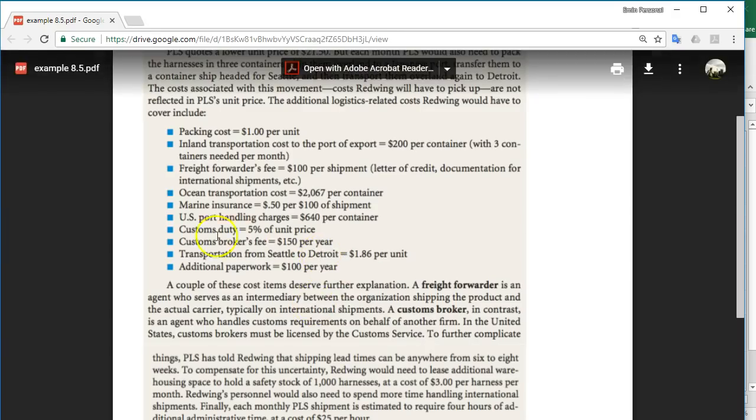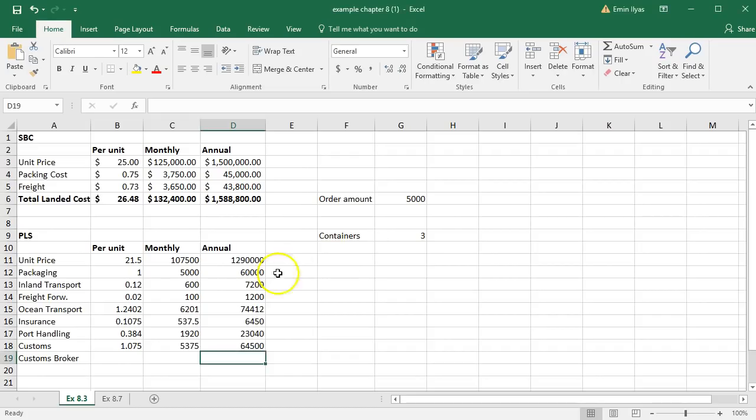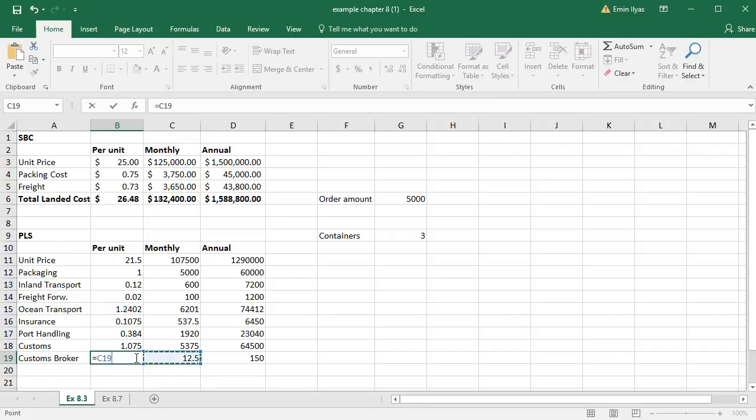The next one is customs broker's fee. So this is a guy who has a special license to do customs clearance for you, and he will charge $150 per year in this case. We come to Excel, and annually it will be 150. So monthly it will be 150 divided by 12, and per unit it will be monthly divided by this.